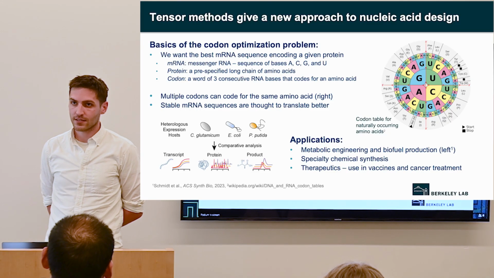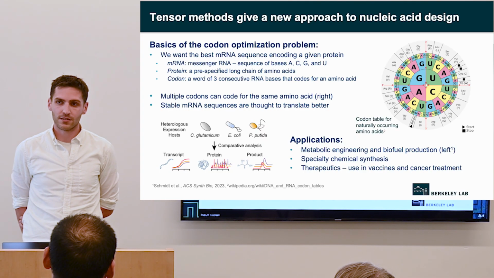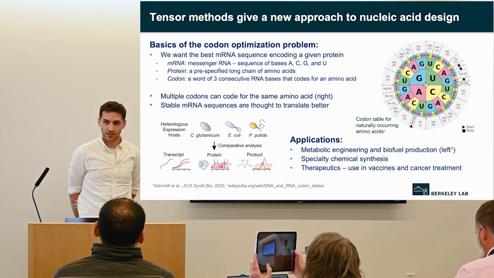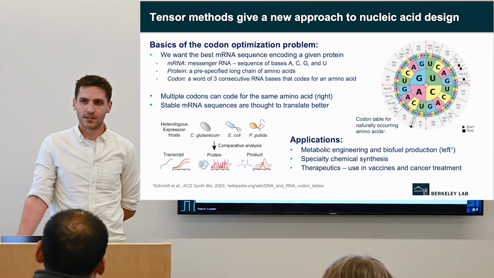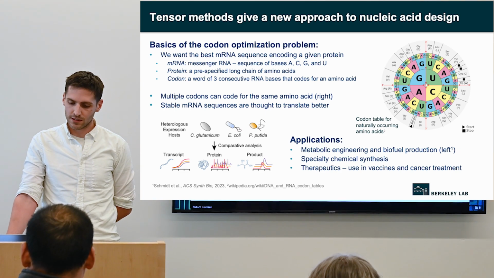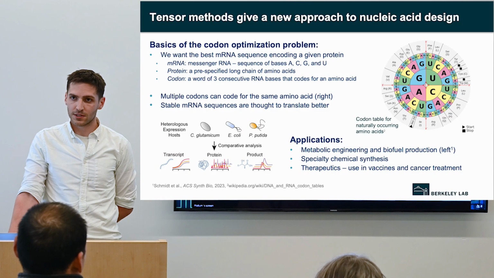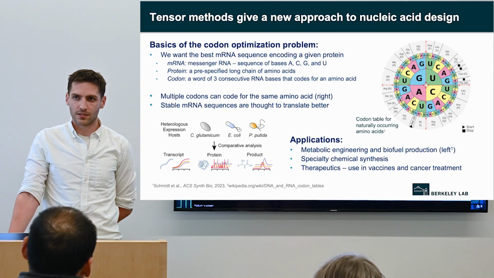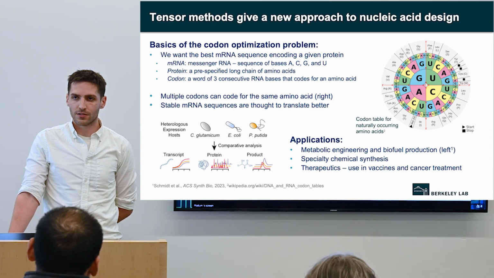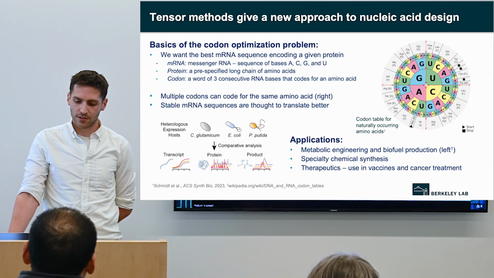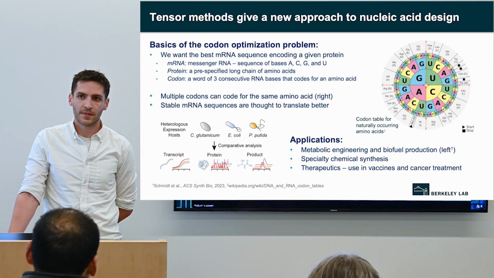So in general, in this talk, I'll be showing how we've given a new approach to nucleic acid design, using tensor methods. The basics of the particular problem that we're treating, the codon optimization problem, is that we want the best mRNA sequence which encodes a given protein, which is an input to this problem. To clarify the terms here, we're designing an mRNA, so that's just an RNA, which is a sequence of bases A, C, G, and U. And we're going to design this mRNA such that it codes for a protein. The protein is just a pre-specified long chain of amino acids in this context.